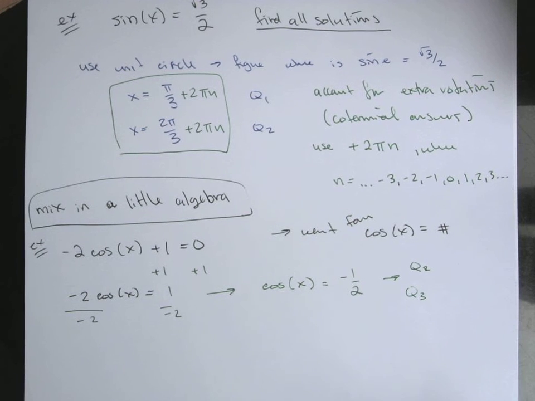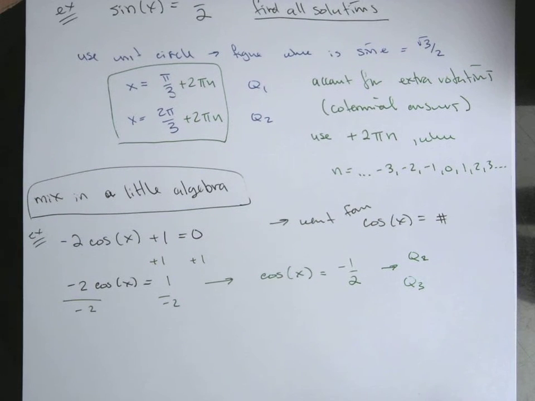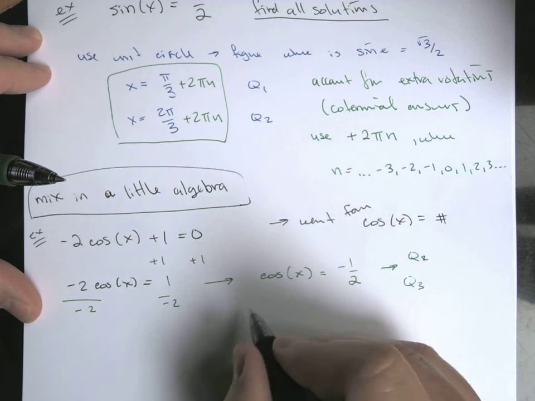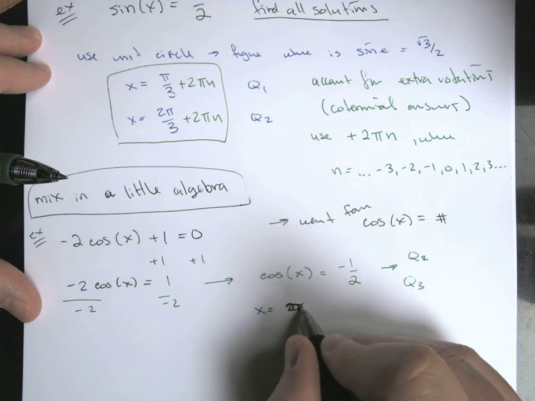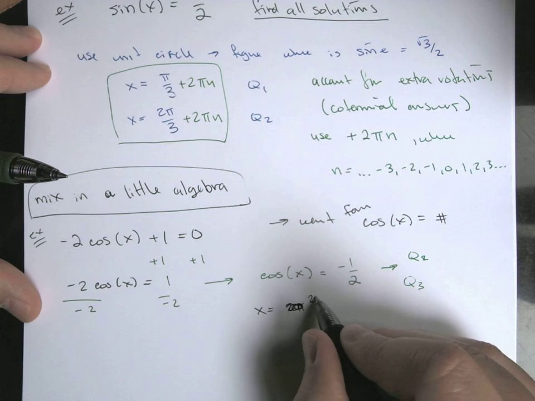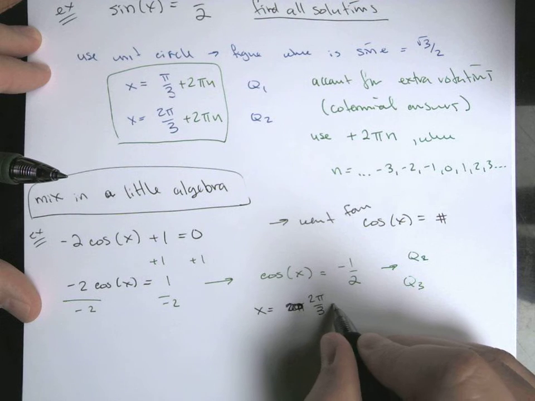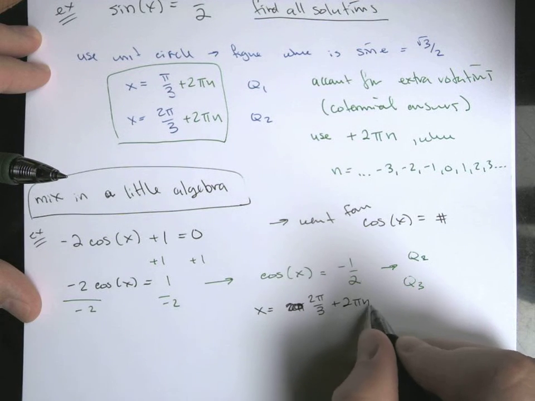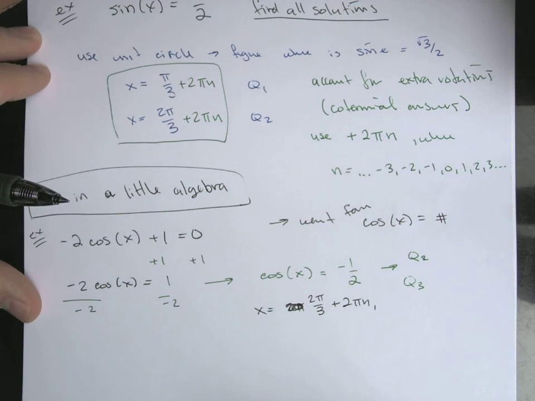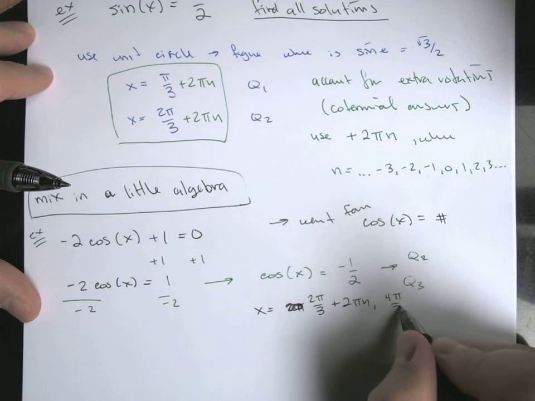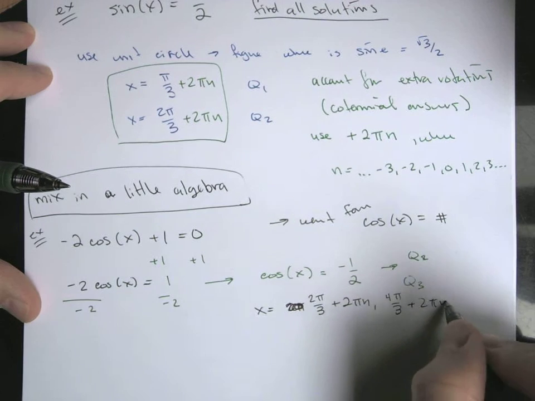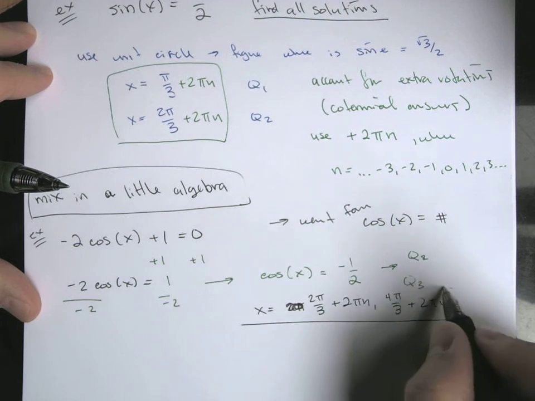So where is the cosine of x equal to negative 1/2? That's going to happen for us at x equals 2 pi over 3, and we'll say plus 2 pi n, or what would our next one be, 4 pi over 3 plus 2 pi n.